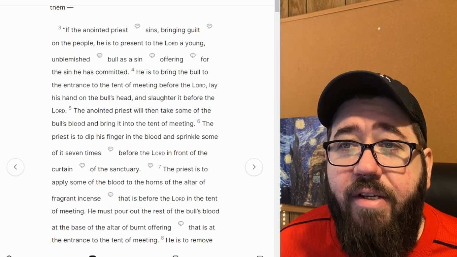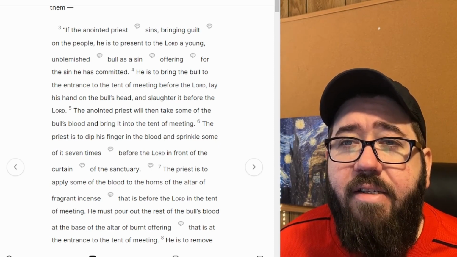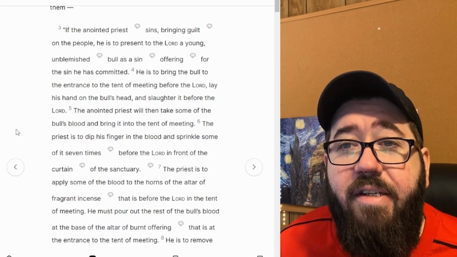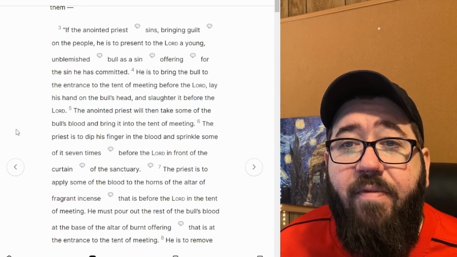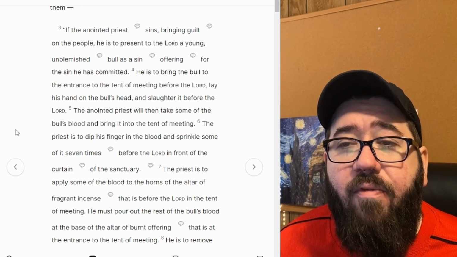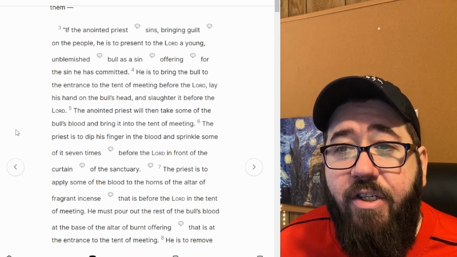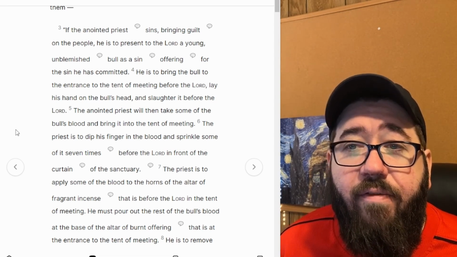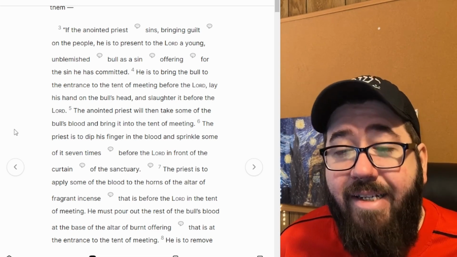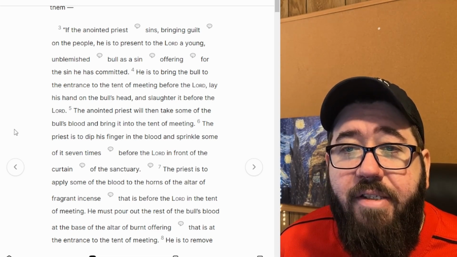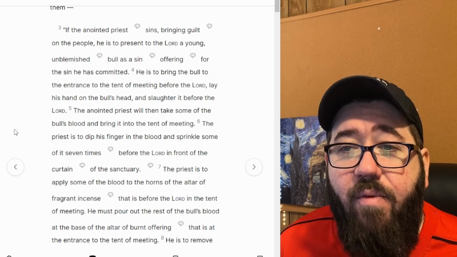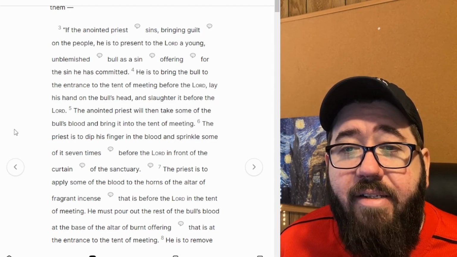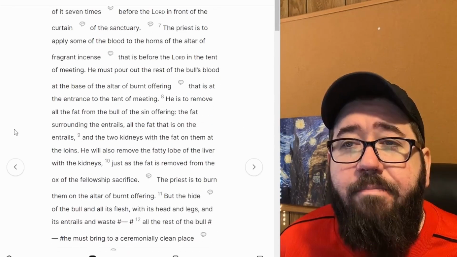The anointed priest will then take some of the bull's blood and bring it into the tent of meeting. The priest is to dip his finger in the blood and sprinkle some of it 7 times before the Lord in front of the curtain of the sanctuary. The priest is to apply some of the blood to the horns of the altar of fragrant incense that is before the Lord in the tent of meeting. He must pour out the rest of the bull's blood at the base of the altar of burnt offering, that is at the entrance of the tent of meeting.